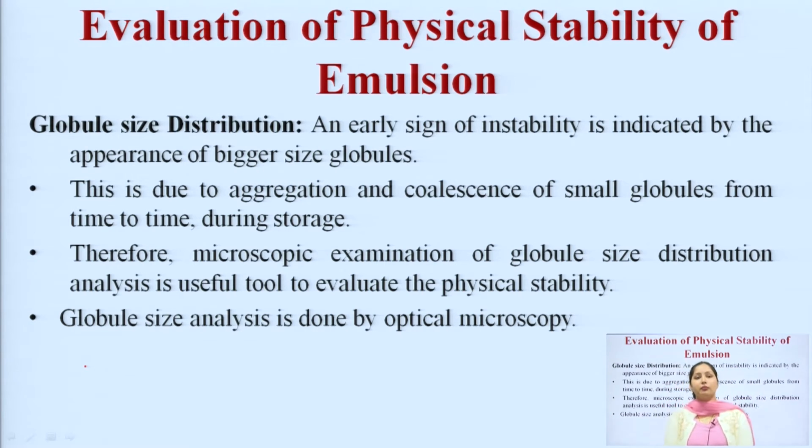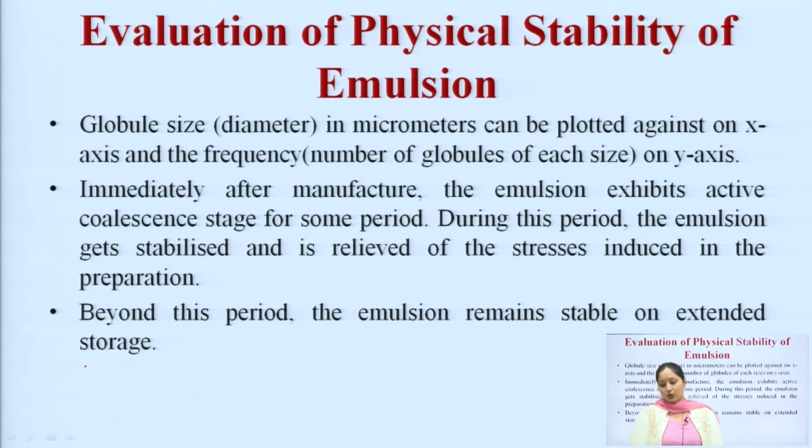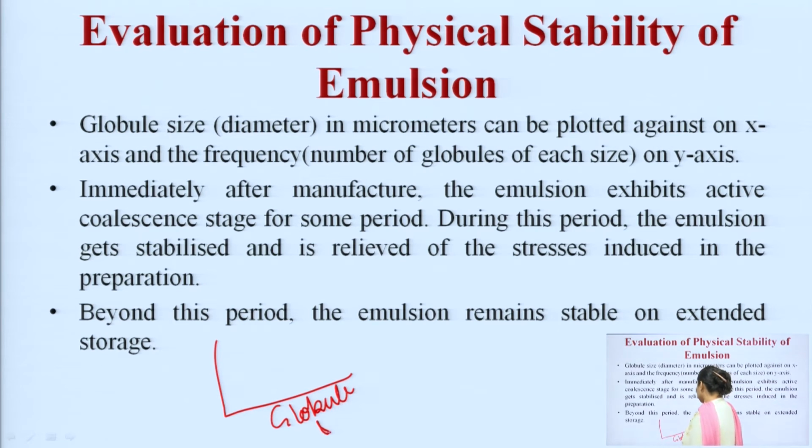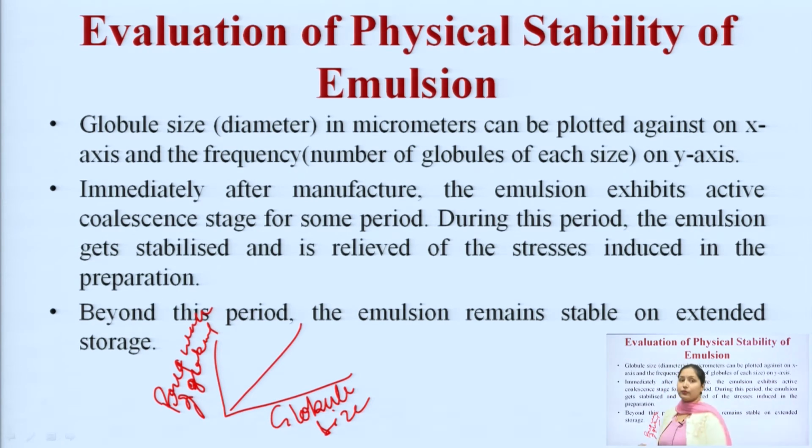Globule size analysis is done by optical microscopy. Globule size diameter in micrometers can be plotted on the x axis and the frequency, or number, of globules of each size on the y axis. So, in this what we do? We plot a graph between the globule size and the number or frequency of globules on the y axis, and from the graph we determine the size of the globules.